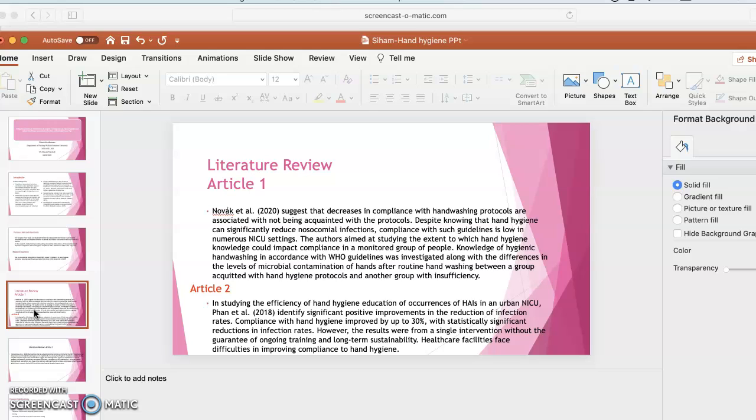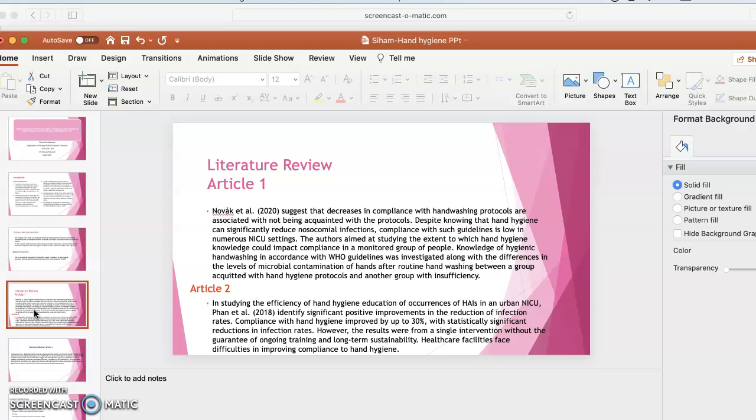Literature review. Article 1. Novak et al. 2020 suggests that decrease in compliance with hand washing protocol is associated with not being acquainted with the protocol. Despite knowing that hand hygiene can significantly reduce nosocomial infections, compliance with such guidelines is low in numerous NICU settings. The authors aimed at studying the extent to which hand hygiene knowledge could impact compliance in a monitored group of people.